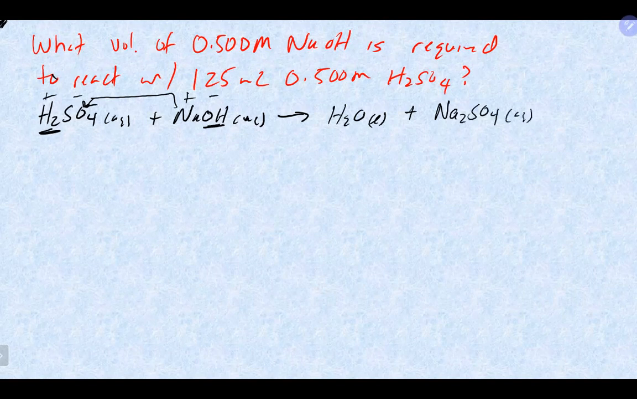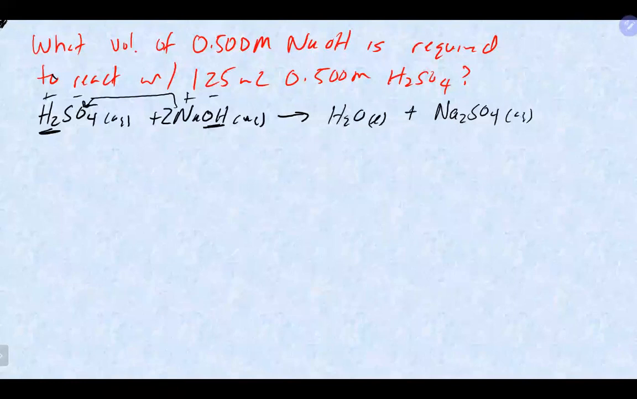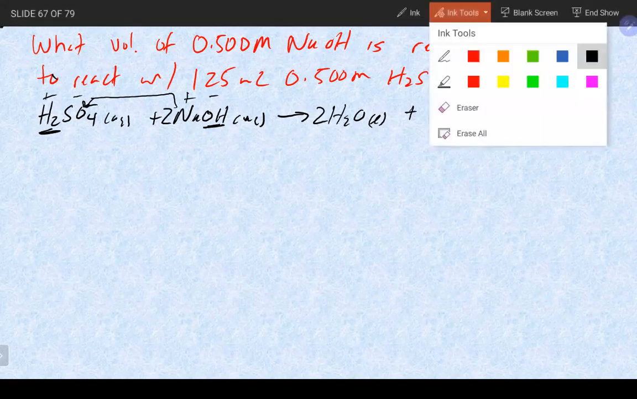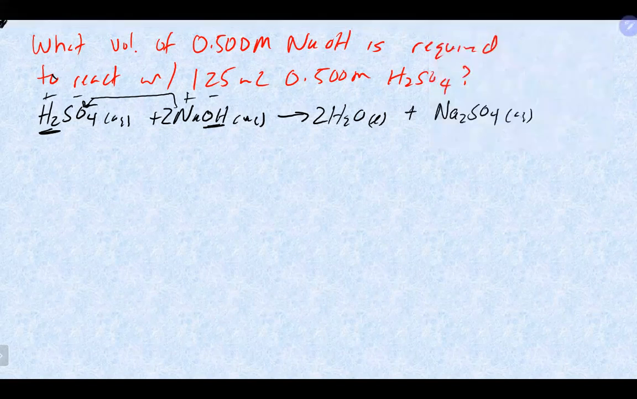Remember, now that we have the right formulas down, we can balance it. We're going to put a 2 in front of the sodium hydroxide and a 2 in front of the water. And I think we should be balanced at this point. First off, any question on how to write the equation there?